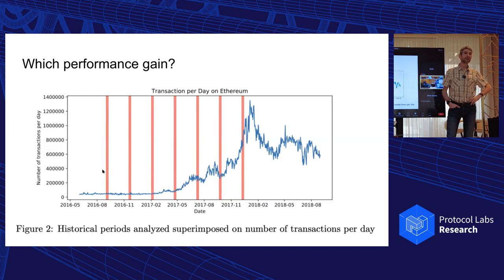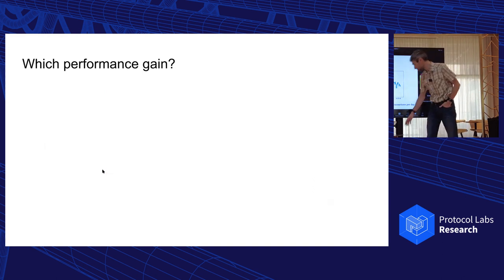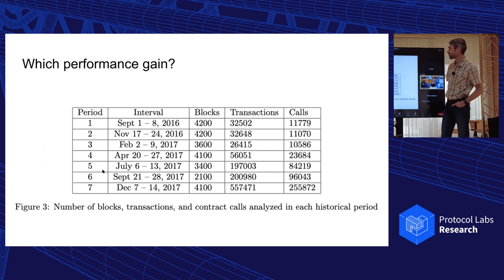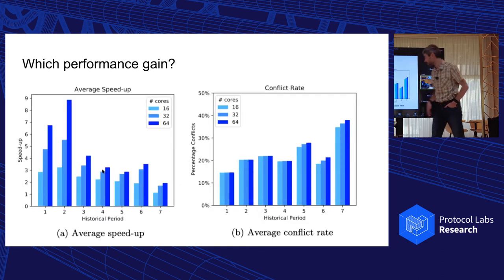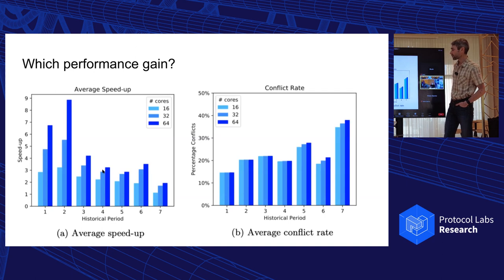You can parallelize at any granularity. We just need to decide the path we want to follow. And this is milestone two, the last slide we discussed. But what is interesting in this is the performance gain. These are the number of transactions and the number of blocks on these seven intervals that they studied, just for you to have this if you want. And that's the performance gain.